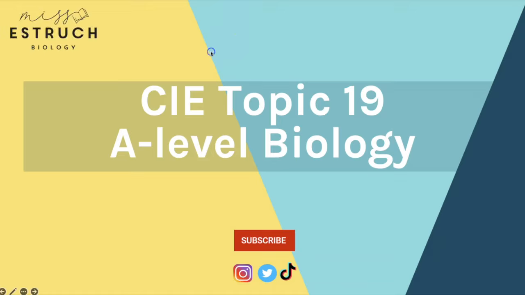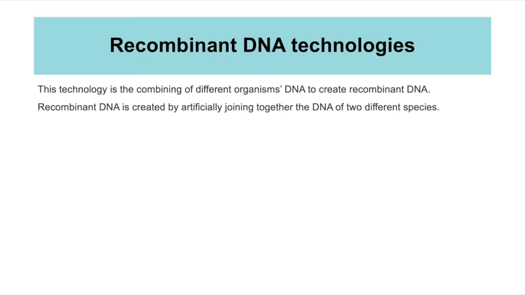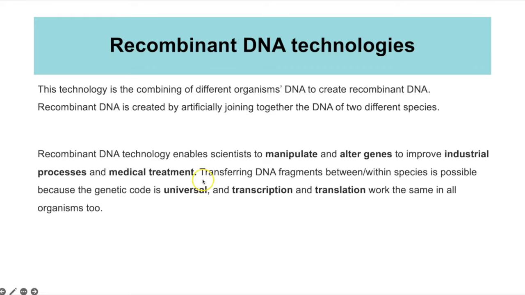Topic 19, the final topic, is all about gene technology. So genetic technology, and we're starting with the principles of genetic technologies. Recombinant DNA technologies is the technology of combining different organisms' DNA together to create what is known as recombinant DNA. And this is created by artificially joining together DNA of two different species. This is needed for scientists to manipulate and alter genes to improve industrial processes, for medical treatments as well.